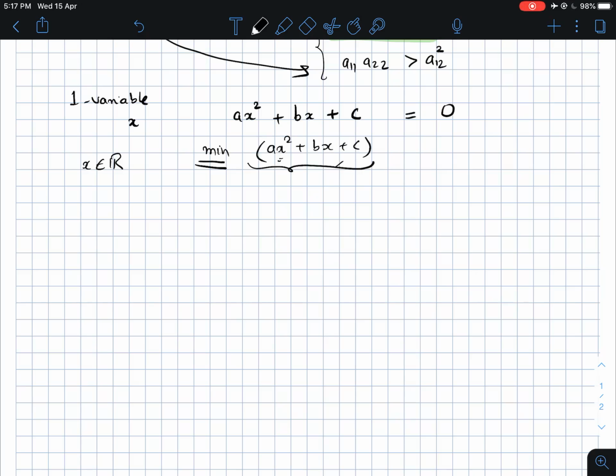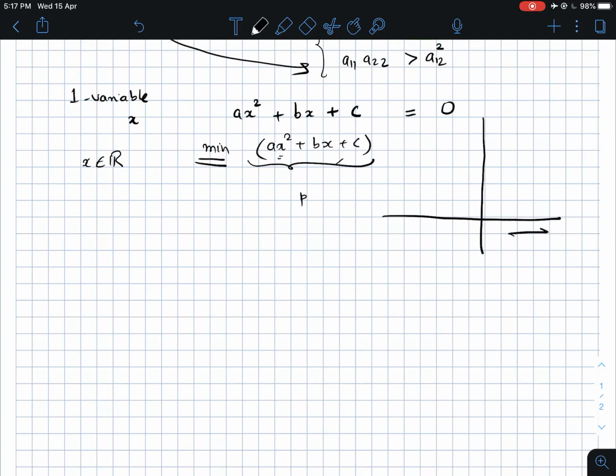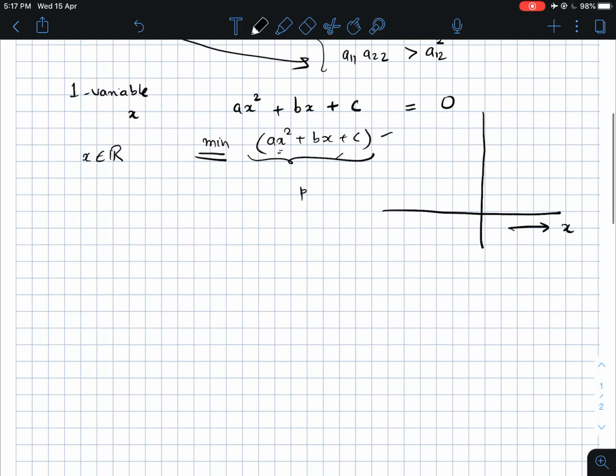Do we know the answer for a single variable case? There are many ways to do it, but we all know the form. We can very easily plot the function, and we know how the plot looks. If you plot x on the horizontal axis and f of x on the vertical axis, then we know that this is going to be a parabola. We have studied this earlier.